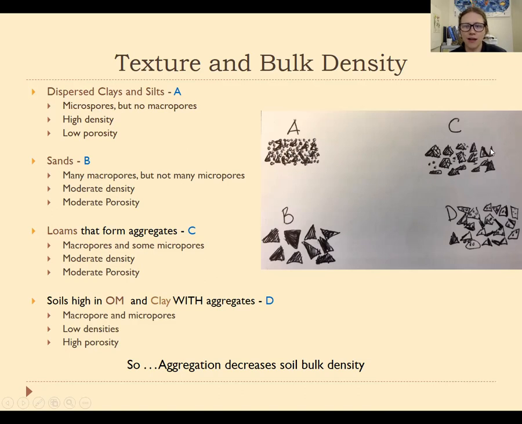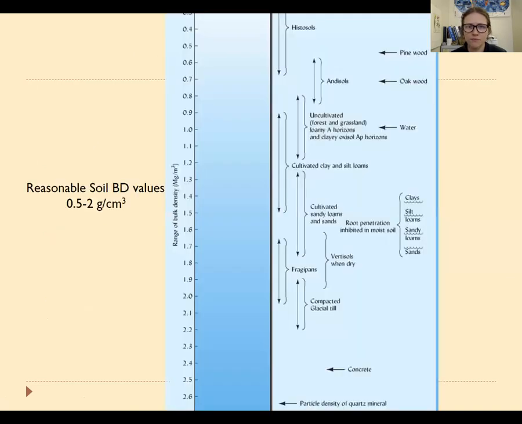So anyway, I hope this drawing will help you understand the different factors that contribute to bulk density and porosity. And in general, as density goes up, porosity goes down. So the denser the soil, the less pore space you have.